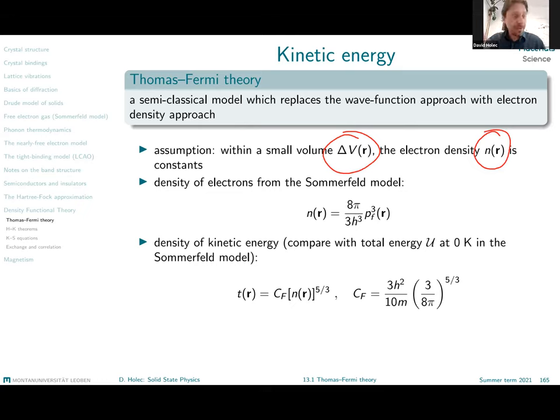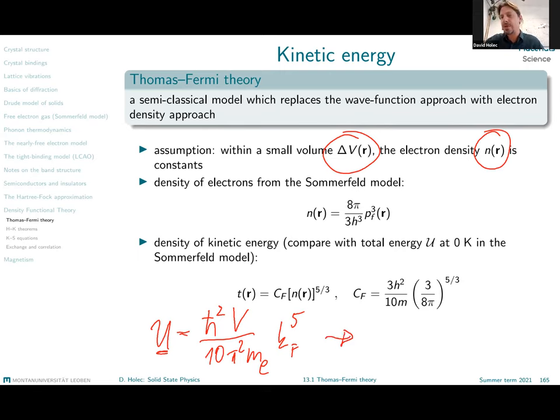We have derived a couple of weeks back that the total energy is given by h bar squared V over 10 pi squared m, Kf to the power of 5. So m is the mass of an electron, V is the volume of our specimen or of our whole simulation box, in which we assumed a constant electronic density, and then U was the total energy of the system at zero Kelvin.